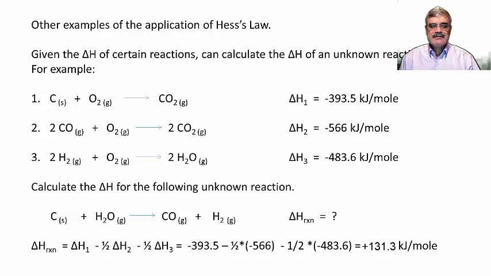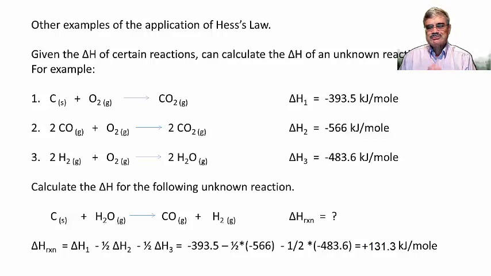Then I look at the second thing I see in my unknown reaction, and it's water vapor. And I look at the three, and the only place I see water vapor is in reaction 3, and it's on the product side instead of the reactant side. And I see 2 water vapors, and I only need 1 in my unknown reaction. You see, it's starting to make sense now, right? So reaction 3 has to be written in reverse.